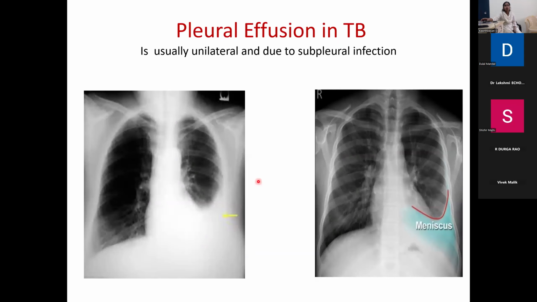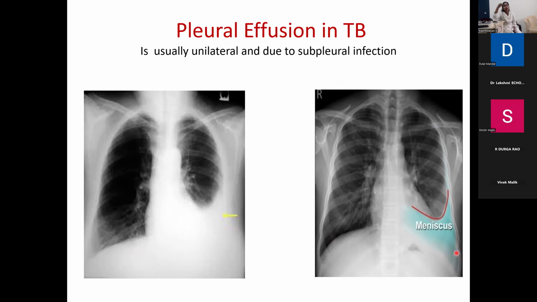Then the most common finding you will see is pleural effusion in TB, very common here. So how do you differentiate this from a consolidation is most of the time the discussion. What about the CP angle here? It is clear. What about the CP angle here? It is blunt because it is fluid.